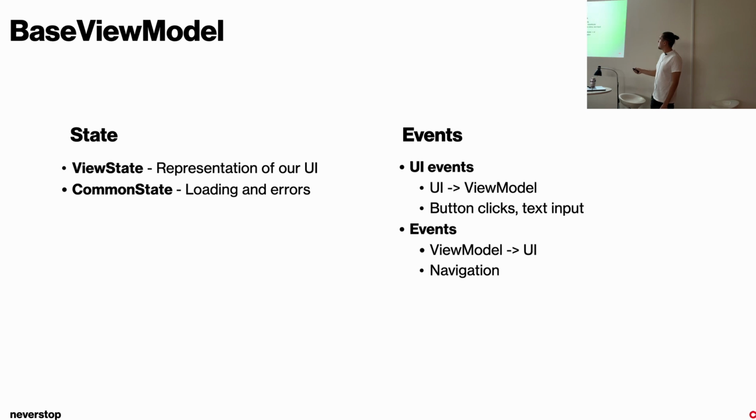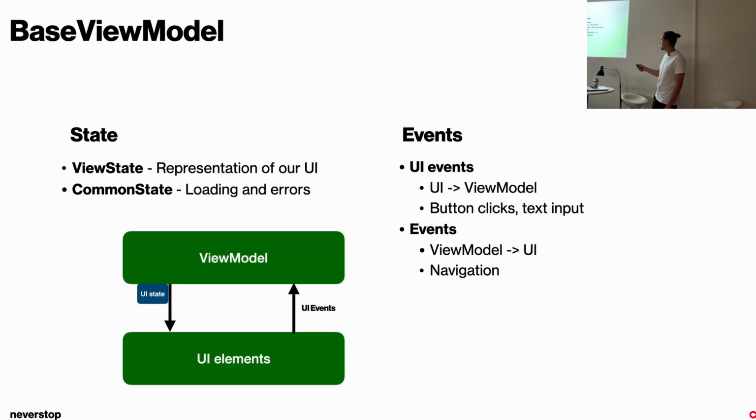One, I call them UI events, and those are the events that flow up from UI elements to the view model, like button clicks and text input and so on. And then we have the events that go from the view model to UI elements, so we need to add events here. Those are usually used for things like navigation, showing toasts, showing snack bars.